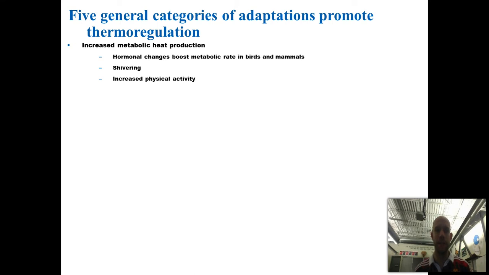The first is increasing metabolic heat production. So metabolism releases heat. So by changing the rate of metabolism, we can create more heat in our bodies. That's particularly true of endotherms, such as mammals and birds. You probably know them as being warm-blooded organisms. Warm-blooded organisms are able to regulate their internal body temperature more closely using metabolic heat production.